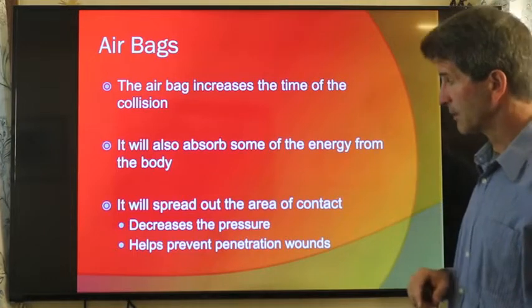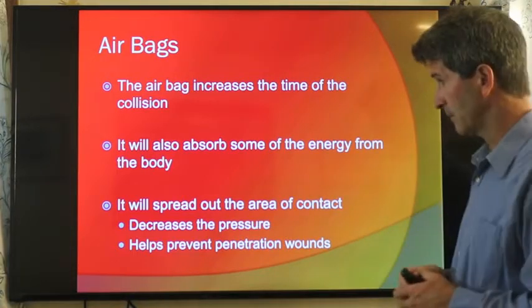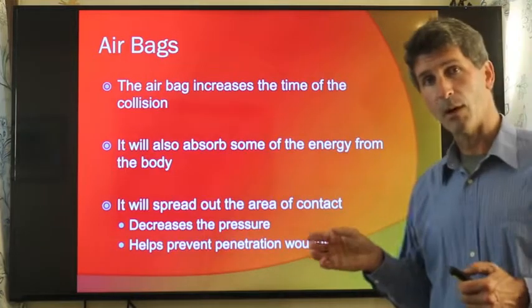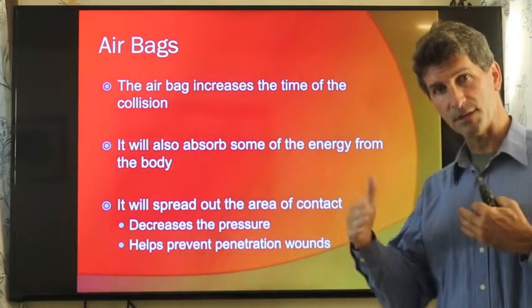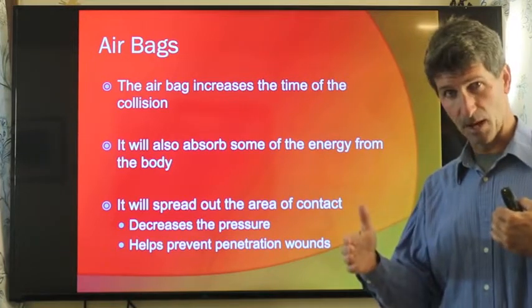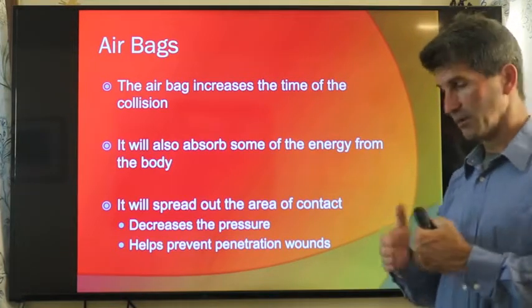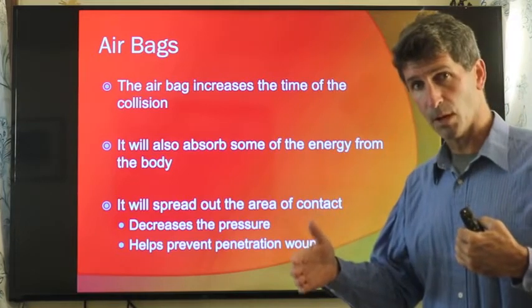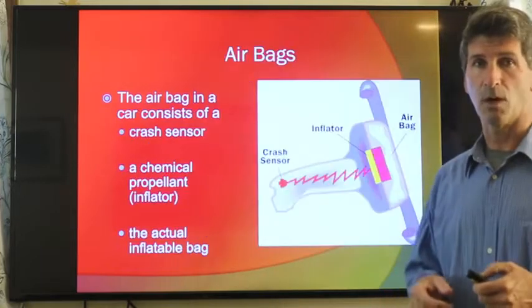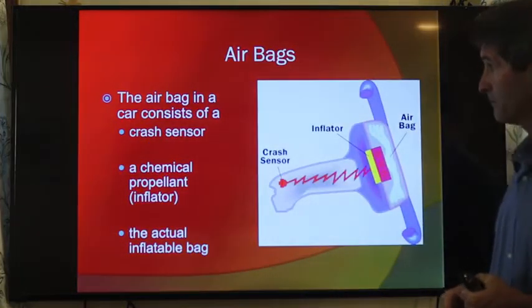Airbags increase the time of the collision. They also absorb some of the energy, and again, prevent you from hitting what's in front of you. The most important thing, however, is to make sure that you're a safe distance from the airbag, because when it does deploy, it comes out at 200 miles per hour. Okay? So it quickly inflates. You don't want to be there when it inflates on you, and that's the reason why we don't want small children in the front seat.